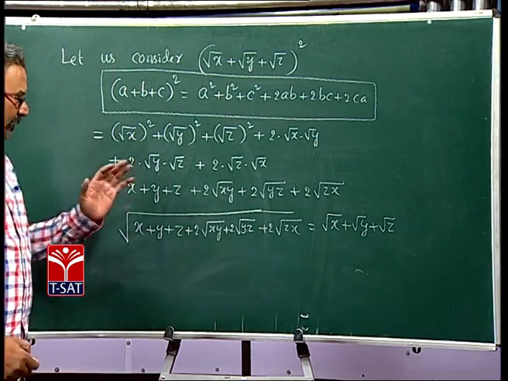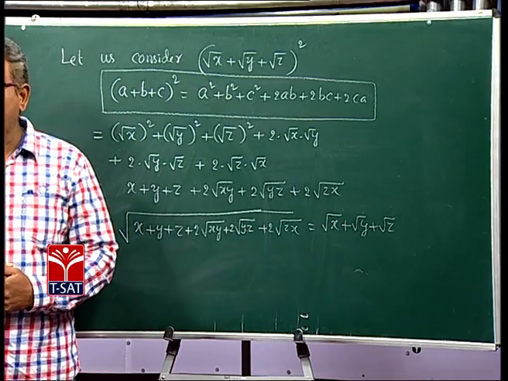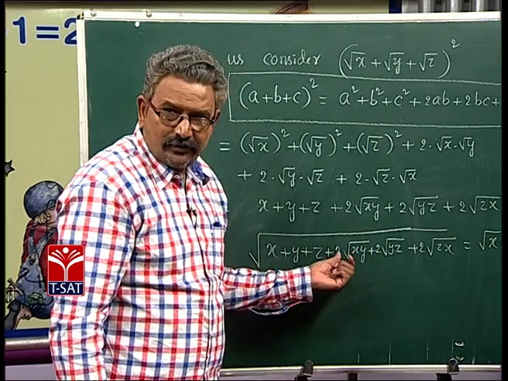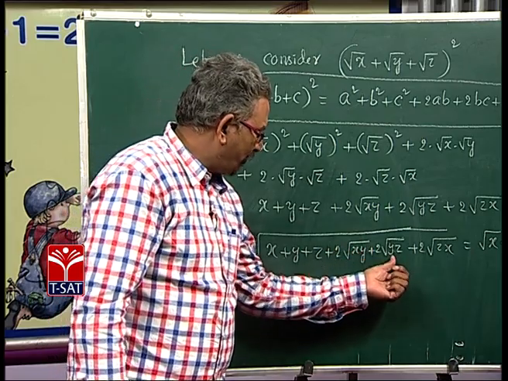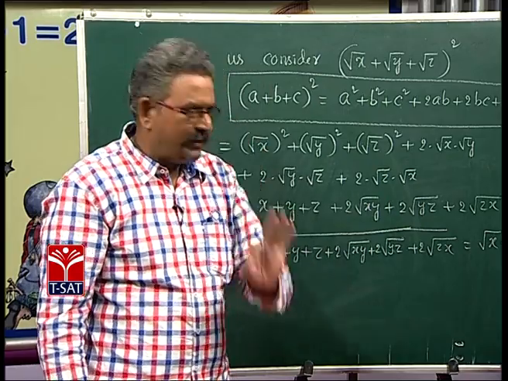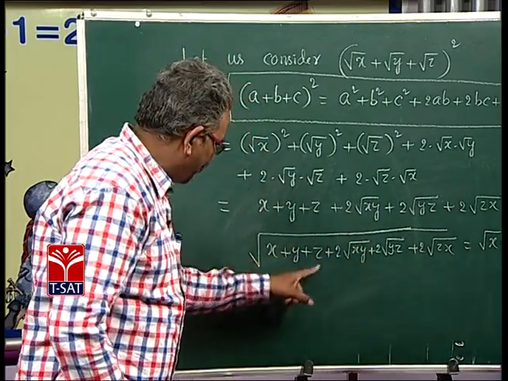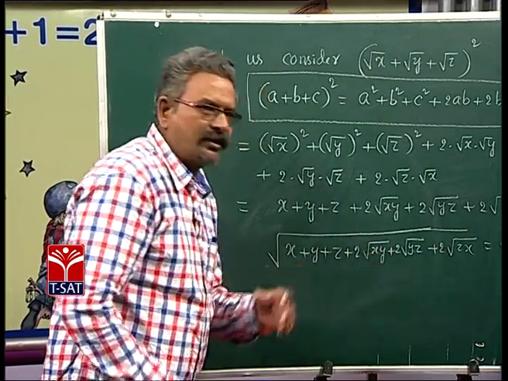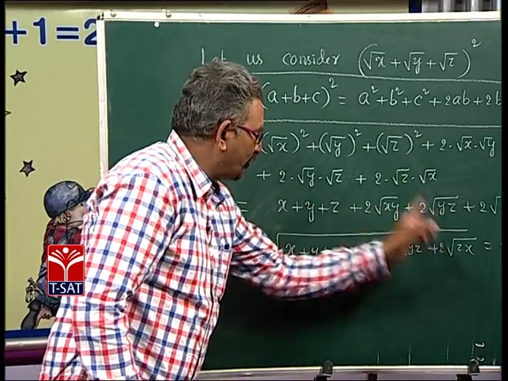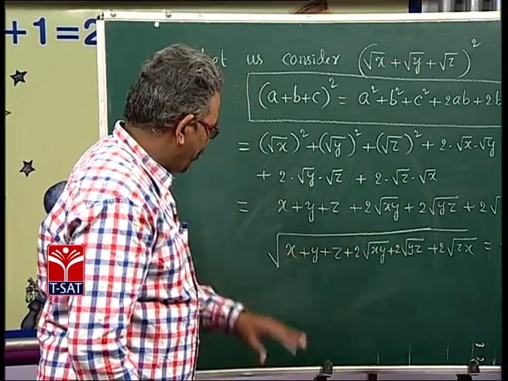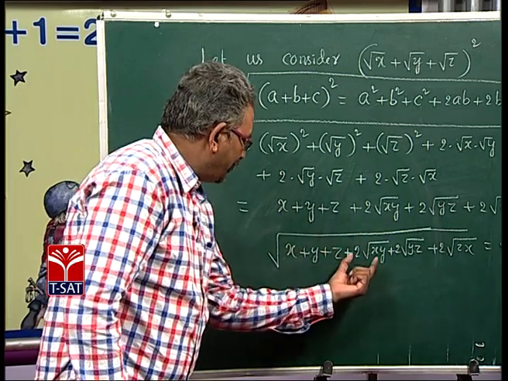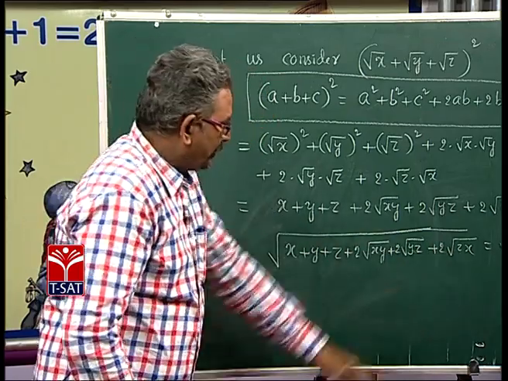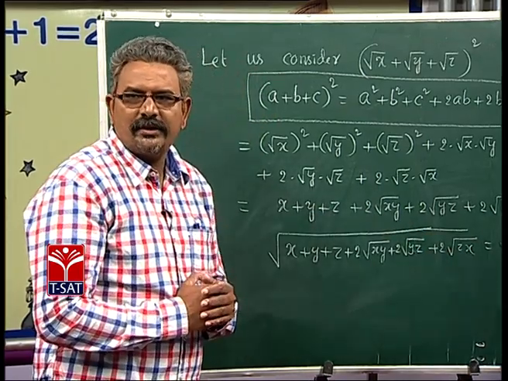Understood now? Whenever you are asked to find out square root of this form, we have to check for 2 root of something plus 2 root of something plus 2 root of something. There will be 3 irrational numbers and only one rational number. If you want to find out square root of that form, for example, a plus 2 root b plus 2 root c plus 2 root d form, then you get the answer root x plus root y plus root z.